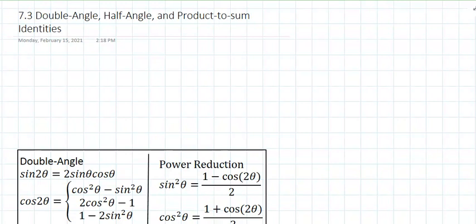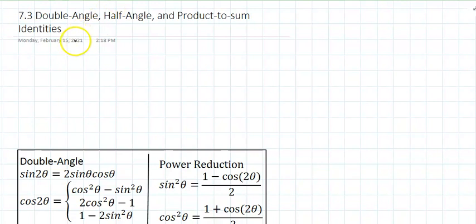7.3 talks about double angles, half angles, and product to sum identities. So we're going to focus on the double angles more than anything. Half angles is not something we're going to cover for our class. And product to sum, I will mention those, but those rarely come up, and we're not going to focus on them as well. We're focusing on the double angles more than anything.